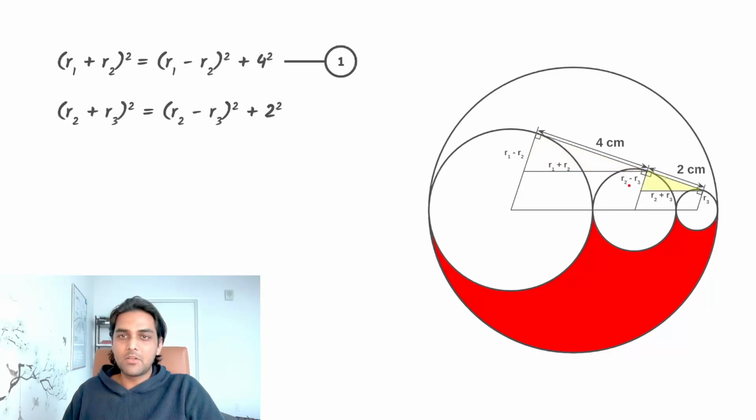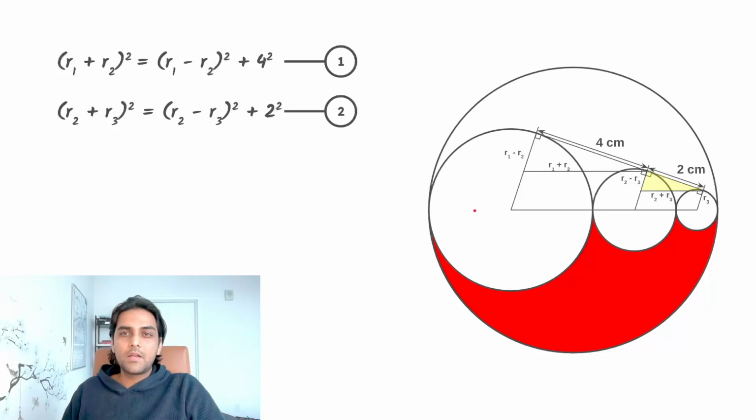Similarly, for the second triangle, we can say that (r2 plus r3) squared is equal to (r2 minus r3) squared plus 2 squared. Let's call that equation number 2. Notice that I am not writing the units here. I'll put them back when we are done solving.